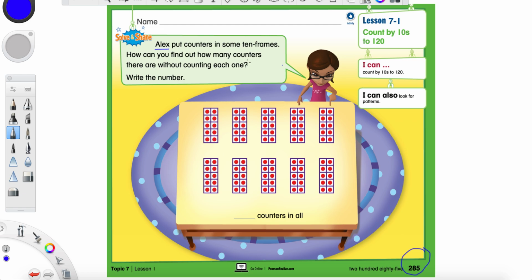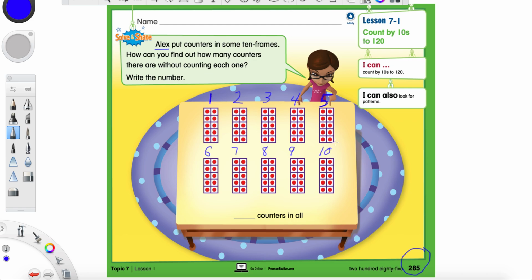Not counters, 10 frames. Silly me. So we're going to count these out. This is one 10 frame. This is the second 10 frame. This is 3. This is 10 frame number 4. Here's number 5. I know it's a little tough to see, I'll try and make it bold for you. Then we just keep numbering these until we run out of 10 frames. We have 1, 2, 3, 4, 5, and now we have 6, 7, 8, 9, and 10. So we have 10 frames.